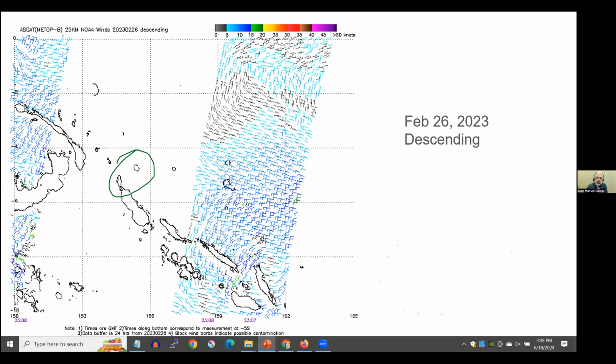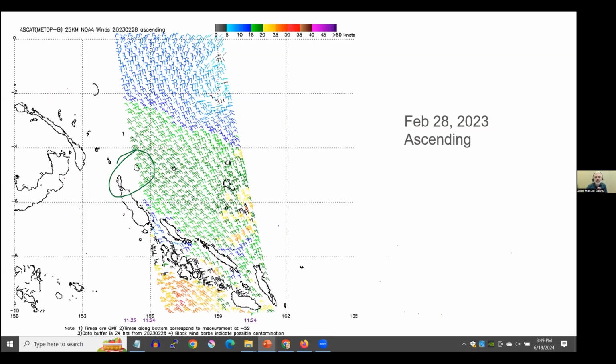So let's jump a day forward now, February 28. And now the question is going to be more explicit. Do you think this could trigger a downwelling or warm Kelvin wave? Are our chances of triggering a downwelling or warm Kelvin wave higher, yes or no?